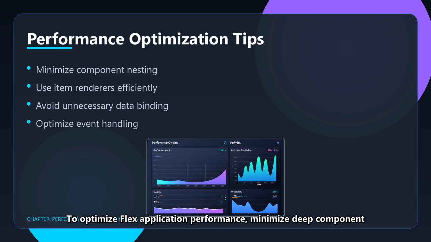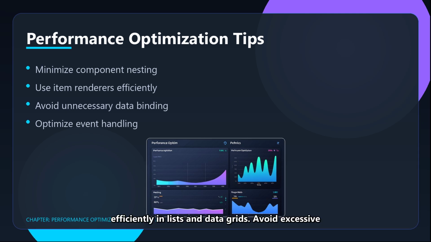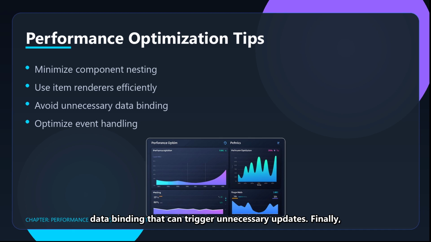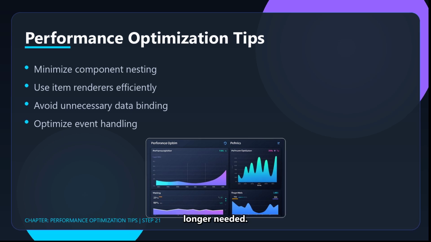To optimize Flex application performance, minimize deep component nesting, which can slow rendering. Use item renderers efficiently in lists and data grids. Avoid excessive data binding that can trigger unnecessary updates. Finally, optimize event handling by removing listeners when no longer needed.